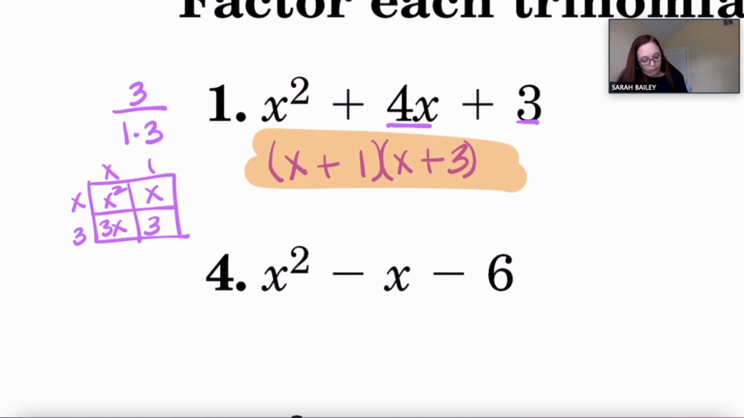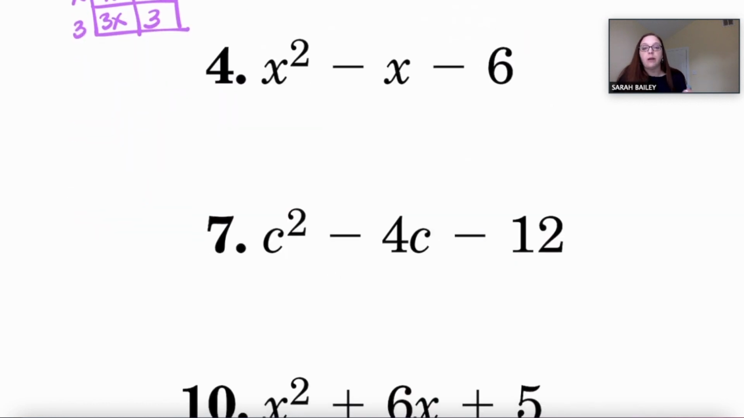Let's look at number 4. So I've got x squared minus x minus 6. I can't take anything out of all three terms. I know it's going to be x plus or minus something times x plus or minus something else. So I'm going to get that ready. Then my constant term is a negative 6. Don't worry about the negative sign just yet. I'm going to list out the factors of 6. So start simple: 1 times 6, and then the only other one is 2 times 3.